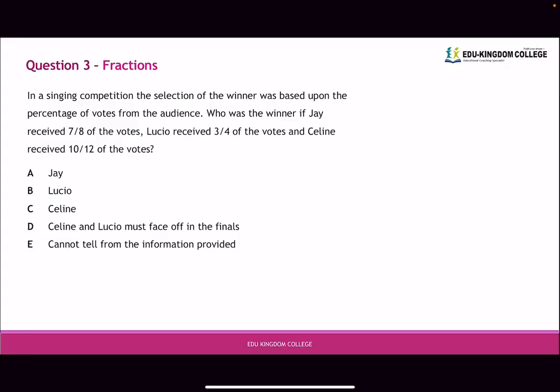Now for question 3, we're just comparing who has the highest proportional fraction of votes. So Jay has 7/8, Lucio has 3/4, Celine has 10/12. Now we can only simplify Celine's fraction, which is 5 out of 6, and then after that, we can find that the LCM is 24.